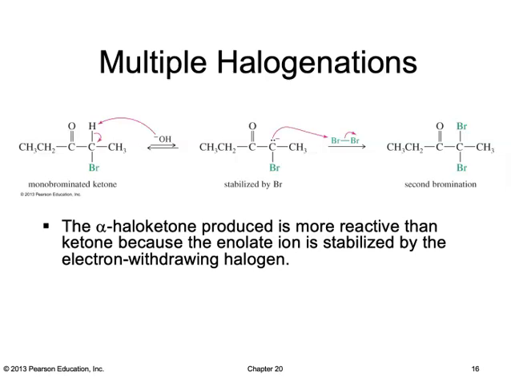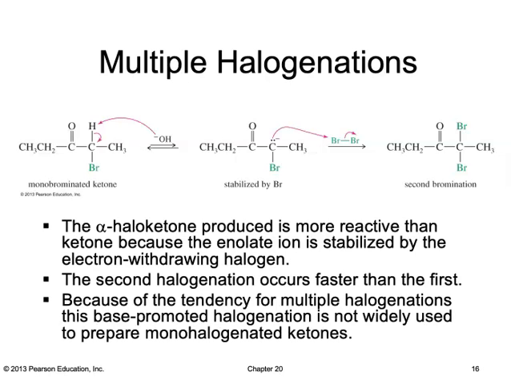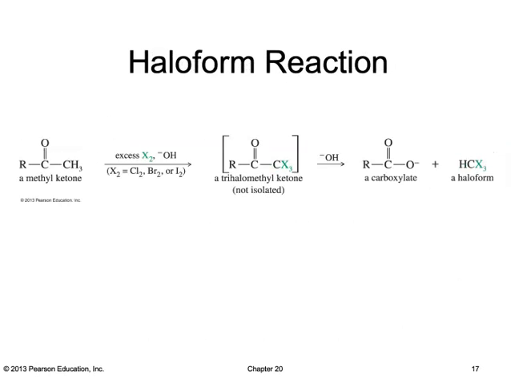It turns out this leads to a really popular question on the ACS, which is called the haloform reaction. This is something that methyl ketones undergo. And a methyl ketone, I think this is pretty obvious, has a methyl group attached directly to the carbonyl. You're going to replace every single one of those hydrogens through the mechanism we just looked at.